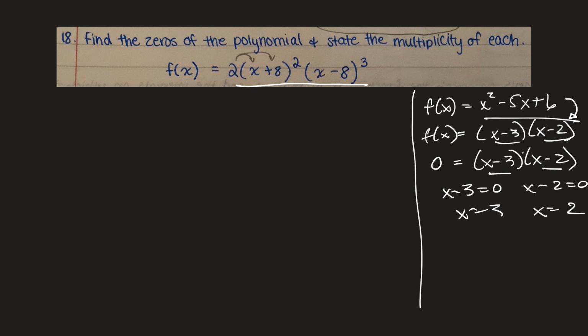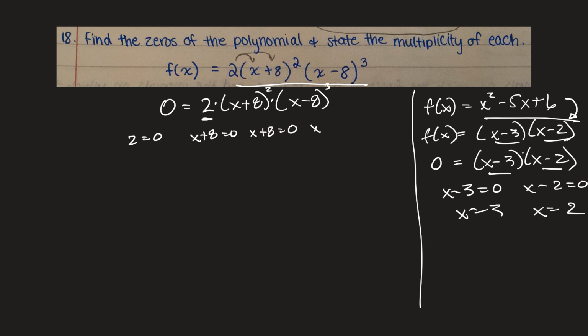So I don't need to do anything with it. So I can set this equal to 0 is equal to 2 times (x plus 8) squared times (x minus 8) cubed. So now I solve the equation. And it's funny that there's a 2 out front there, but you can treat that just the same as any one of those other factors there. So you could say either 2 is equal to 0 or x plus 8 equals 0. Oh, and there's two of those, x plus 8 equals 0. And then x minus 8 equals 0. And there's three of those. You get the idea.